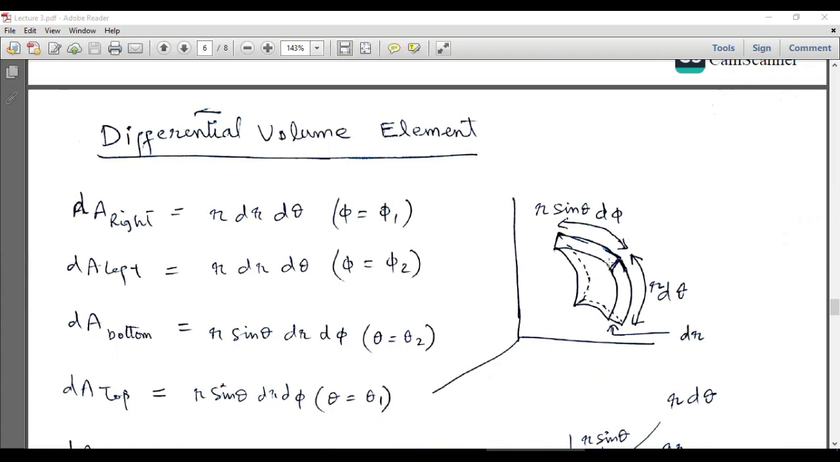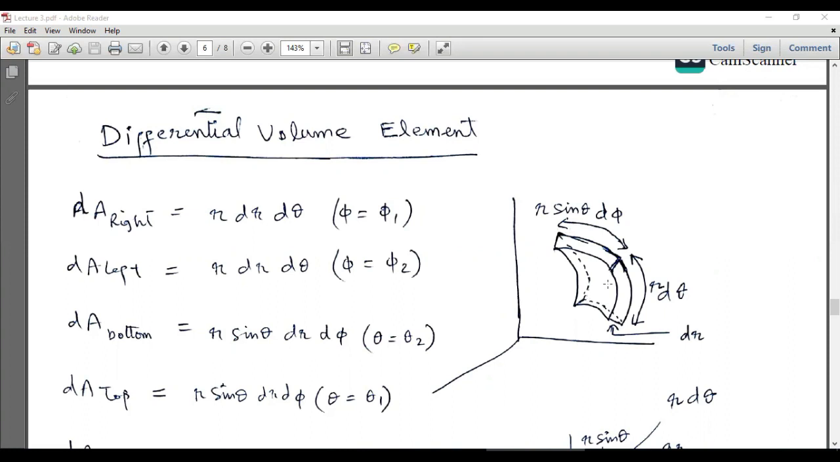Now this is the third component or third length, and the radius of curvature of this arc is equal to r sine theta, and the differential angle from this point up to this point is d phi. So the total arc length in this direction is r sine theta d phi. So if we know these three differential lengths along all the three components, we can calculate the differential area of each differential surface, and we can also calculate the differential volume of this entire element.